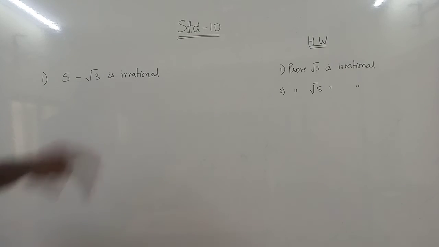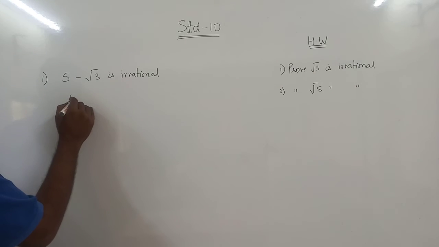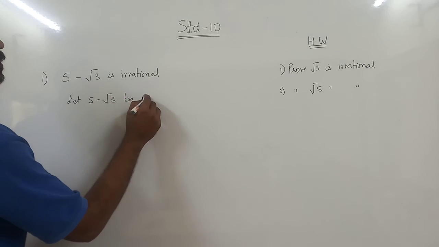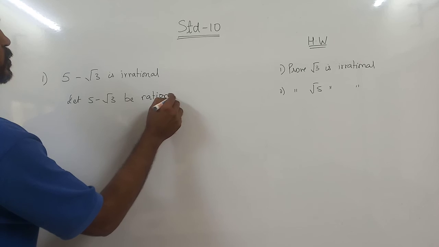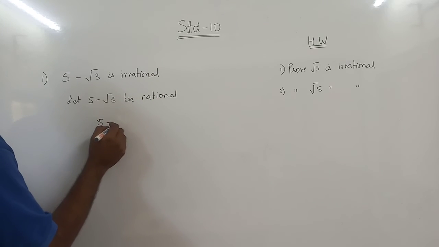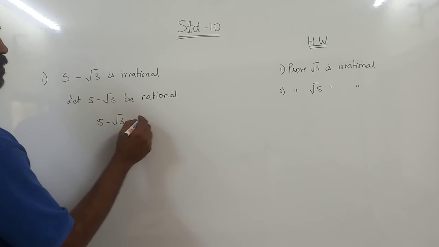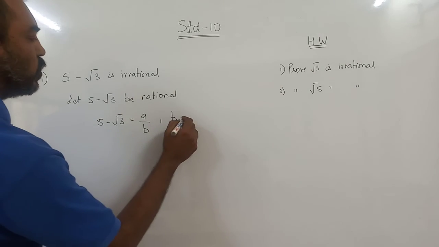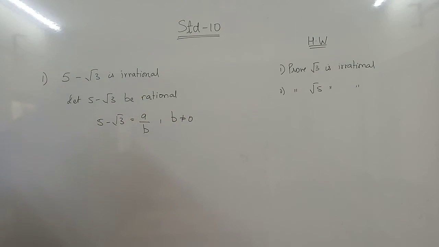But how do we prove this again? By the method of contradiction. So what is the method of contradiction? Let 5 minus root 3 be rational. Okay? So if it is rational, we can write it in the simplified form. What is the simplified form? a by b, b is not equal to 0.